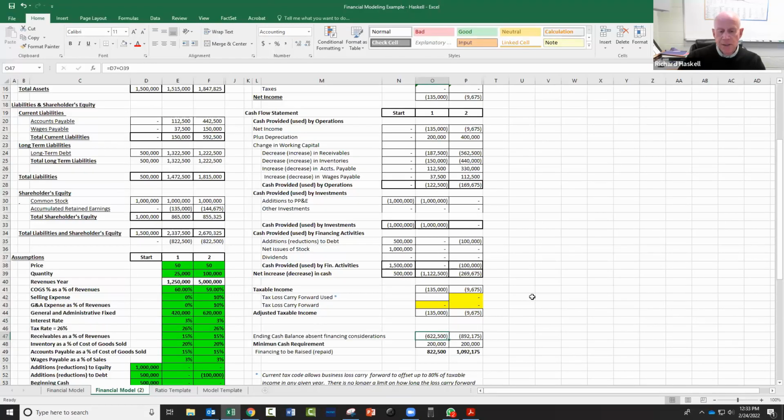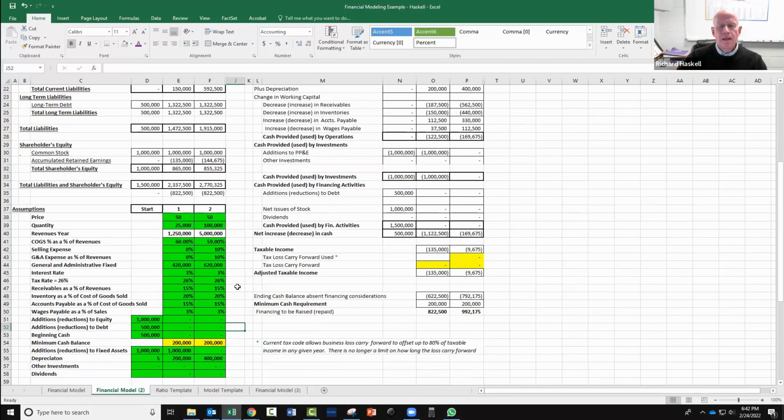$622,500 cash balance. I want to always have at least $200,000 cash on hand, which means I'm $822,500 underneath the amount I need in order to balance my books and have the required cash on hand. So let's see what's taking place here that's causing this imbalance, because I see that the 822,500 is the same number as this 822,500 of cash to be raised.